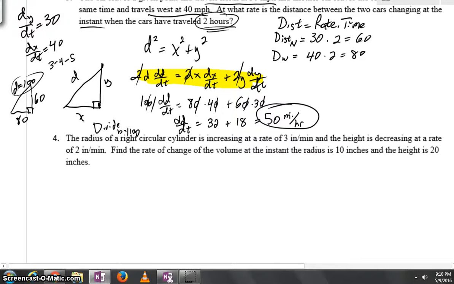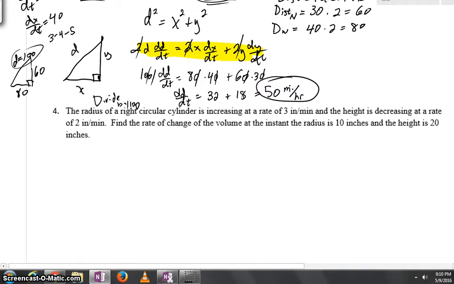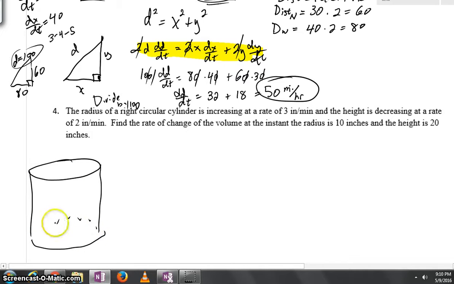One final problem, and then we're through. We've got a right circular cylinder. And of course, that's going to look something like so. We've got a radius. We have a height. And it says that the radius is increasing at a rate of 3 inches per minute. That's dr/dt. When you're increasing, you have a positive rate of change. In other words, every minute, if this were to continue, we would add 3 inches to our radius.